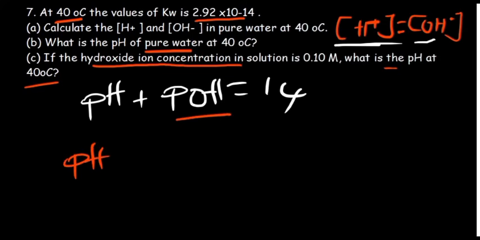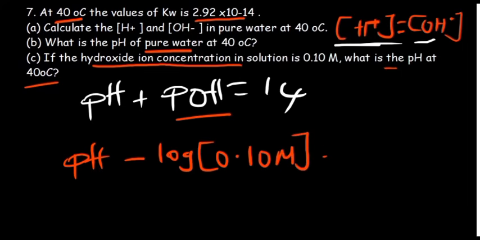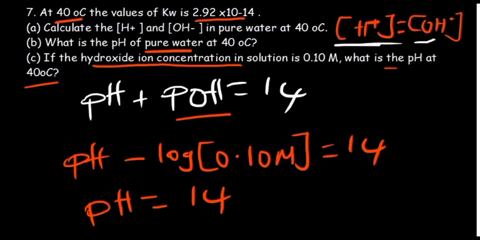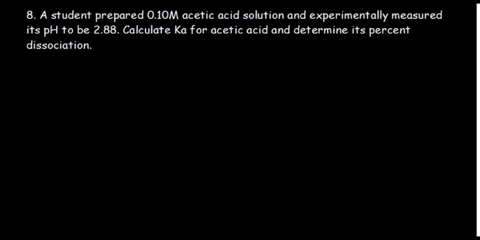So we said the POH is going to be the negative log of what? The negative log of the hydroxide concentration, which in this case has been given to be 0.1, is equal to 14. So finding the pH value is going to be 14. So negative log of 0.1 is basically 1. So if it goes the other side, you subtract 1, it's basically going to be the pH of 13, which basically shows that when you have the hydroxide ion concentration, the solution is basically basic.